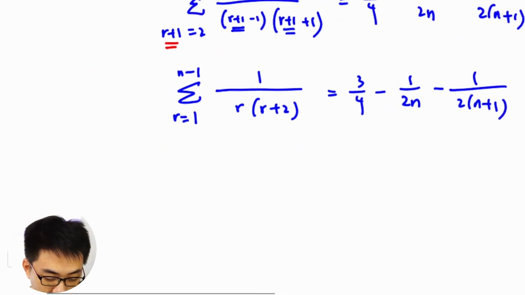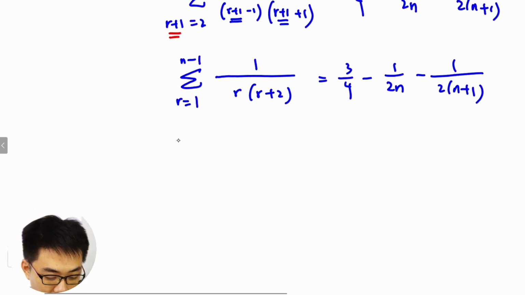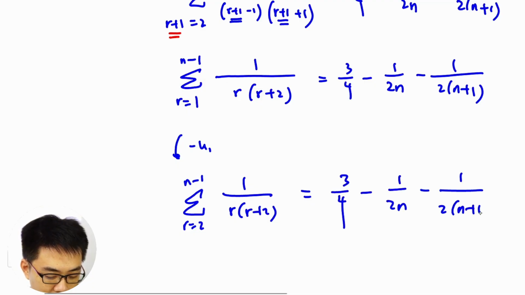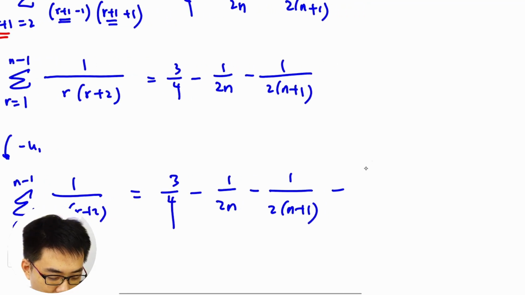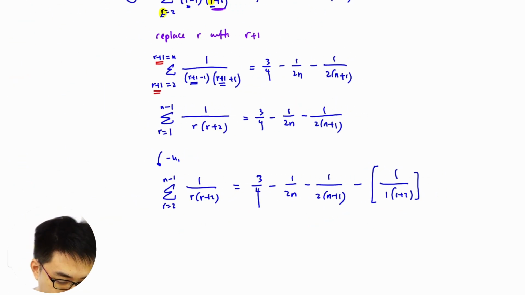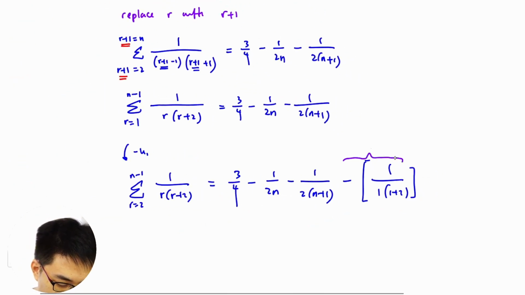Okay. So in other words, I need to minus off the u1 term. Okay. So this is r equals to 2 to n minus 1. If you minus off ur, so this will be 3 over 4 minus 1 over 2n minus 2n plus 1 minus u1. u1 will be, okay, so this is a u1 minus a u1.